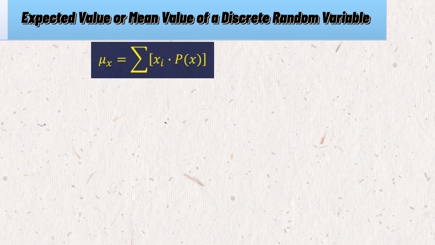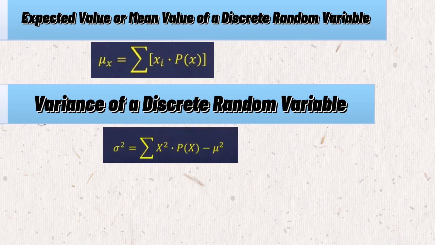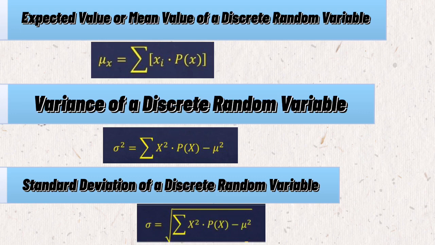The next is for the variance of a discrete random variable. Here is the formula that we are going to use: the summation of the random variable squared times the corresponding probability, minus the square of the mean. And the last one, the standard deviation of a discrete random variable, is simply the square root of the variance. Whatever the value of the variance is, we just take its square root.